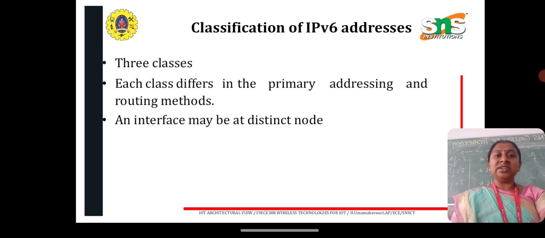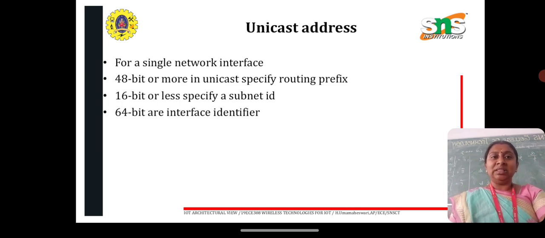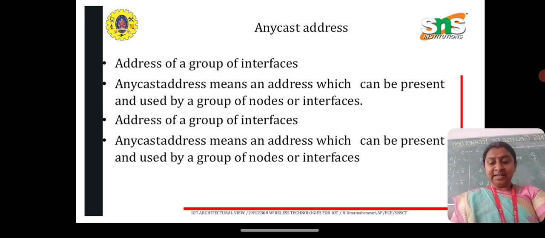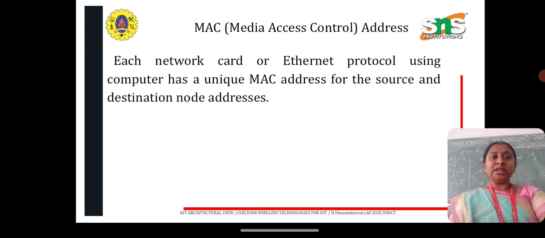Then classification. It consists of 3 classes: primary addressing and the routing. That means each class differs in its addressing and routing methods. First is the unicast address, used for a single network interface. Anycast address is used for any group of interfaces. Then the multicast address is used by multiple hosts. A packet with a multicast address is delivered to all the interfaces that have joined the corresponding multicast group.